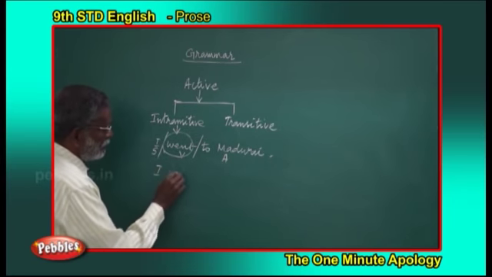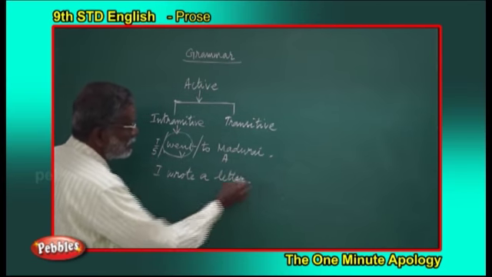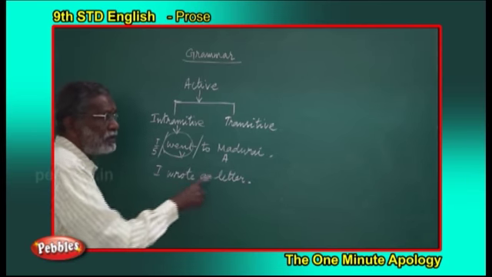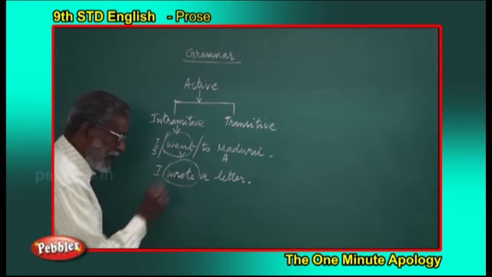I wrote a letter. This can be changed into passive. A letter was written by me. This can be changed into passive. This kind of verb is called a transitive verb.